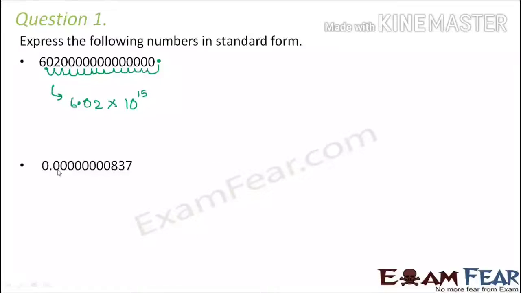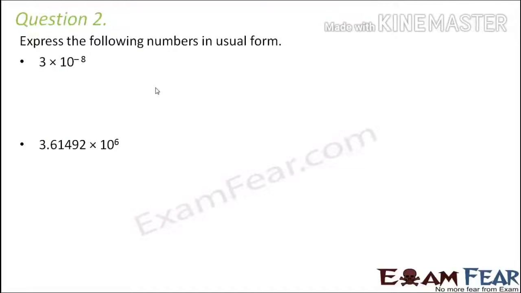Let's look at the next one. Here your decimal point is here and you will move towards the right. That is 1, 2, 3, 4, 5, 6, 7, 8, 9. So this becomes 8.37 into 10 to the power minus 9. Another way of remembering when to put a positive exponent and when to put a negative exponent is that for negative exponents, you always make jumps towards the right. For positive exponents, you always make jumps towards the left.